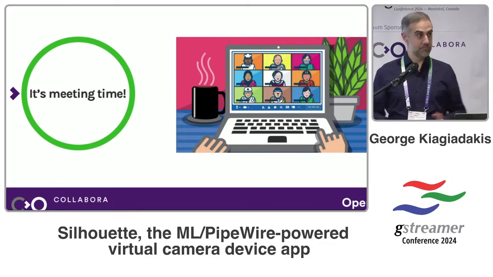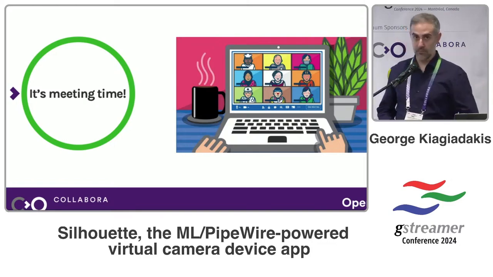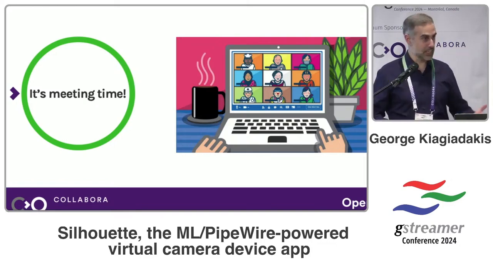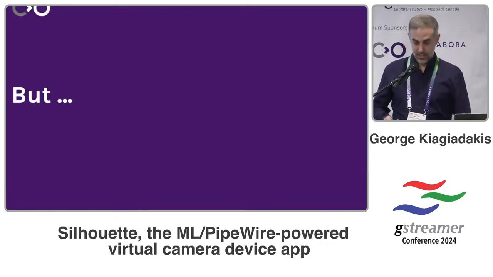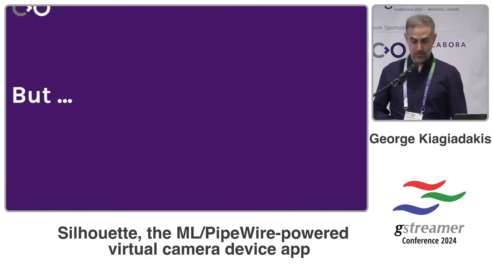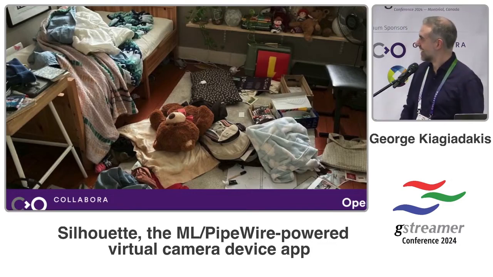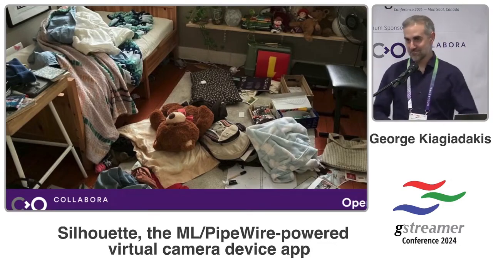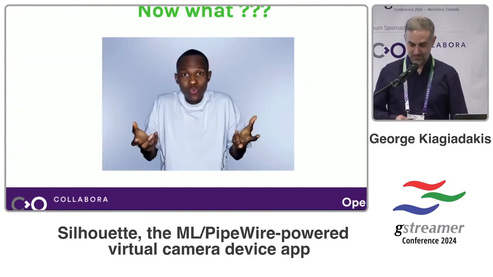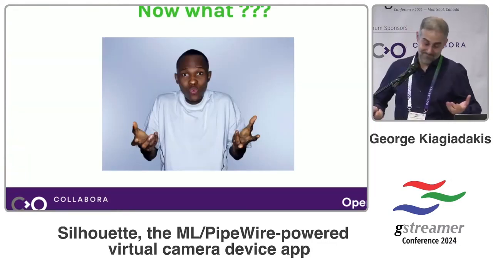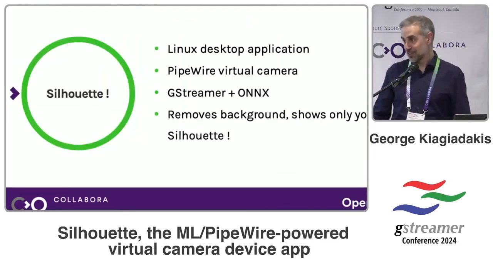It's meeting time. You are about to step into an important video call with a customer or colleague, and there's a problem though. Your room looks like this. So, what can you do quickly to fix it? One possible solution is to use Silhouette.